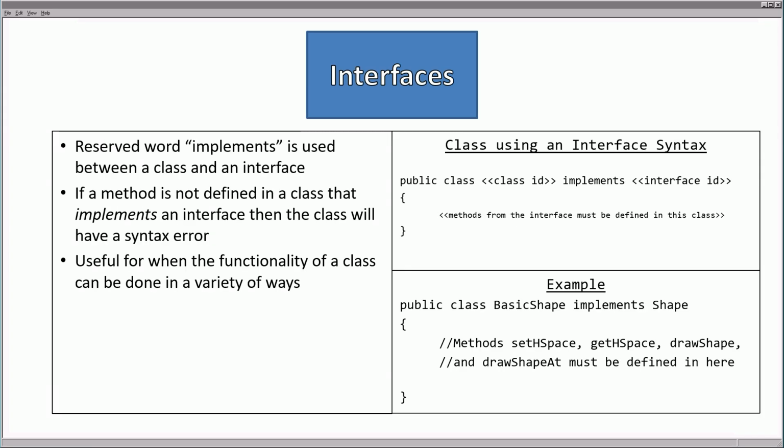We use the reserved word implements between a class and an interface. So in order to do this, we would have a public class, the class ID, and then we would say that class implements this interface. Our example here is we have a public class, this one's called basic shape, and this implements this interface called shape. It is important to note, if a method is not defined in a class that implements an interface, then the class will have a syntax error.